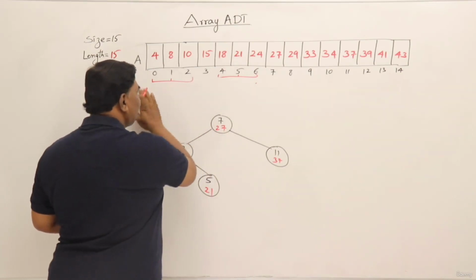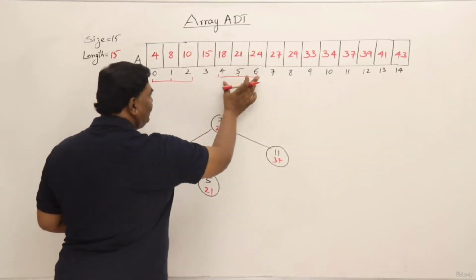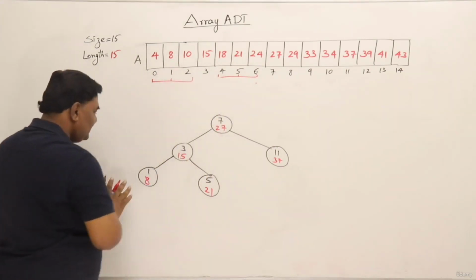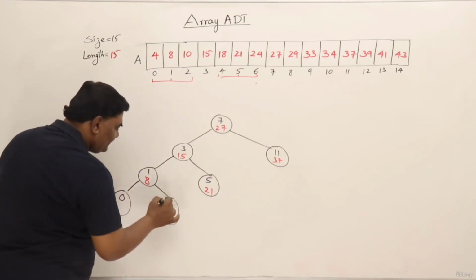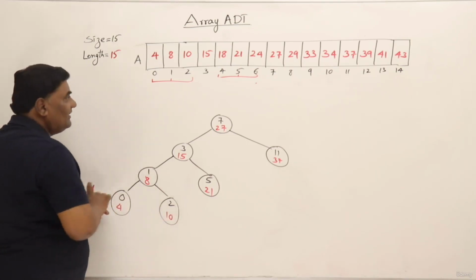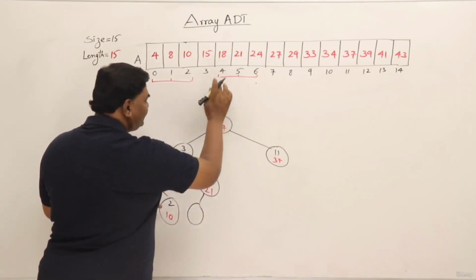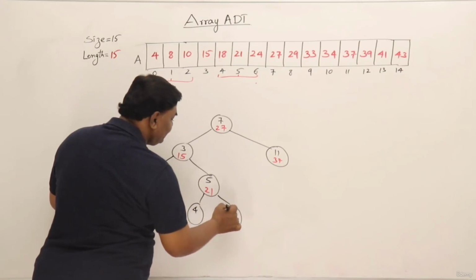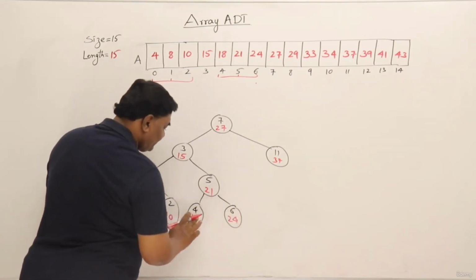So if I remove this, you can see that this is on the left hand side and this is on the right hand side. So for this, the middle one is index 1, left side is 0, right side is 2. So this will be 0 and this will be 2. And the element here is 4 and the element here is 10. Now this side, left hand side is index 4 and element is 18, right hand side is index 6, element is 24.